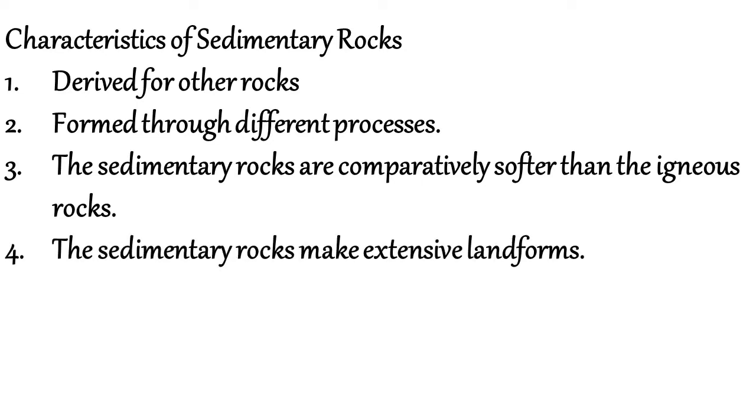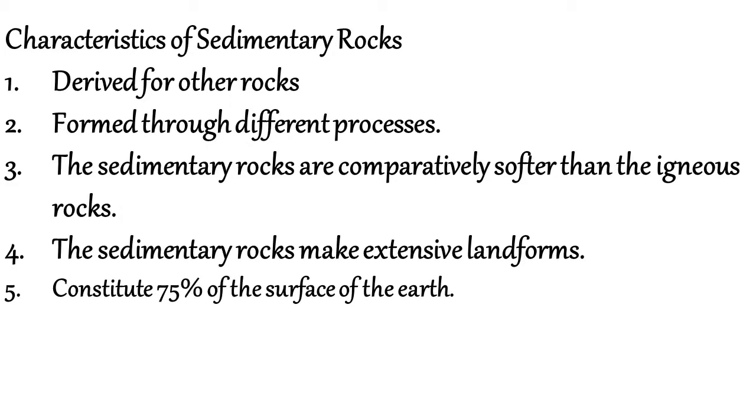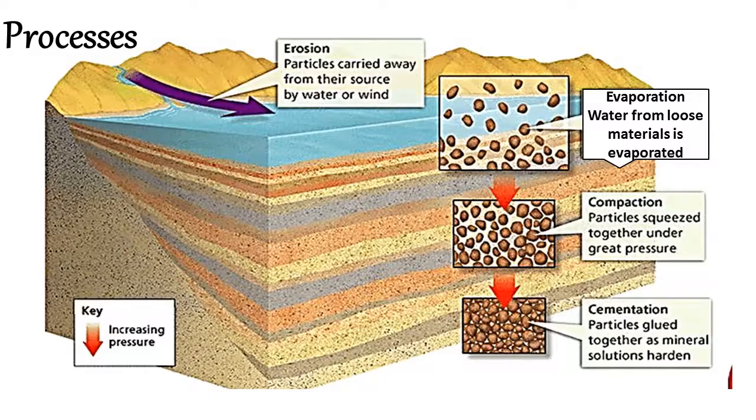The sedimentary rocks make extensive landforms, so they do not make massive rock forms like batholiths and laccoliths. Sedimentary rocks are most widespread on the surface of the earth, and they constitute 75% of the surface area of the globe. Now let's learn the processes involved in the formation of sedimentary rocks.